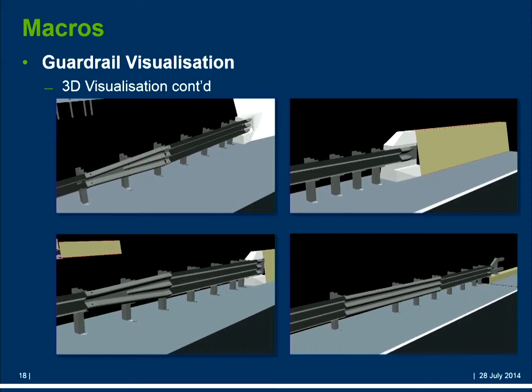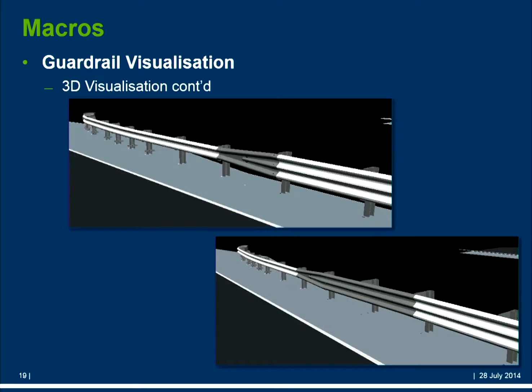And then we have transition pieces as well, from W to thrie. And we've got modified thrie accommodated as well. So as you can see, you're going from W to thrie, W to modified thrie, and the correct transition pieces in the right location. And that's all modelled with the rails are still extrudes. The posts are all Alias Wavefront OBJs, and the transition pieces are all Alias Wavefront OBJ files as well.